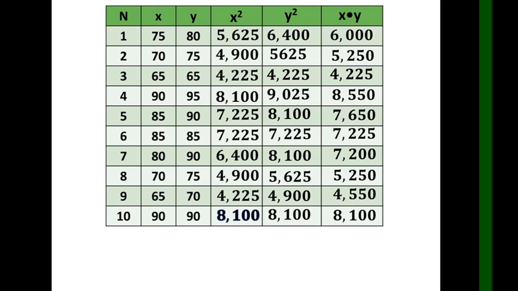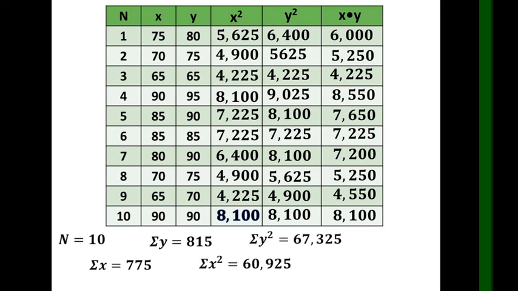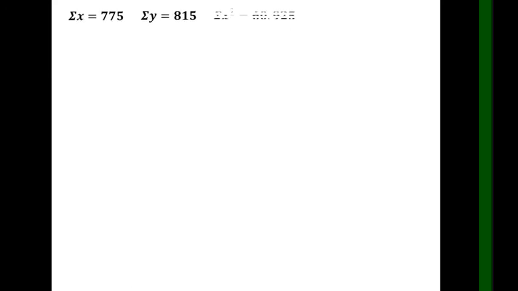And then we will just get the addition of all these given. For the n, we have a total of 10. Summation of x, 775. Summation of y, 815. Summation of x squared, 60,925. Summation of y squared, 67,325, and summation of xy is 64,000. Okay, so we have this given now, and we will put now them in the formula.